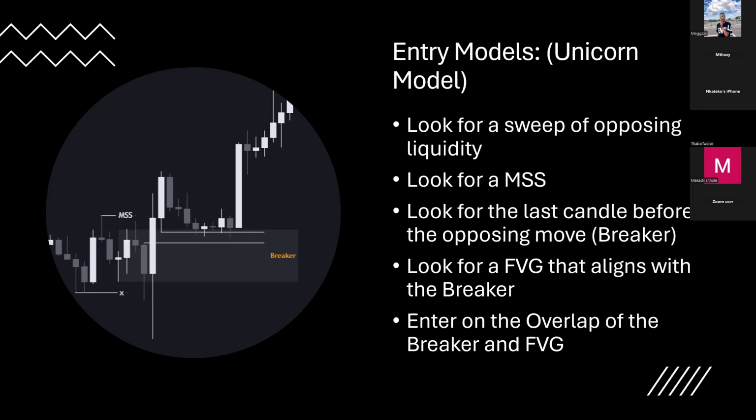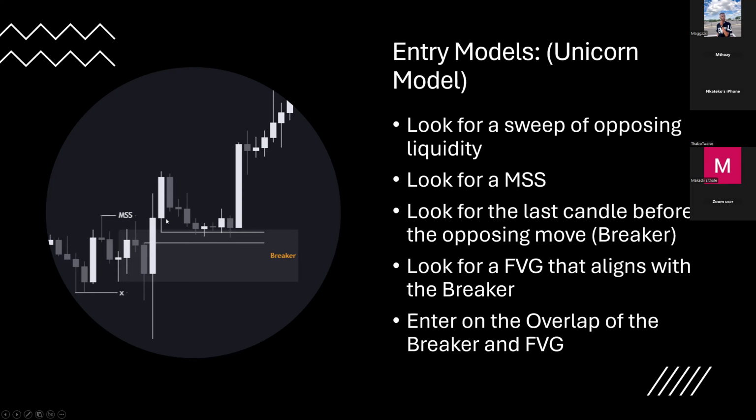So a breaker block is the last candle before the opposing move. Now, if you can look at this example, this is a bullish example right here. You've got these two bullish candles before the bearish ones that take the liquidity. These two candles are what you call a breaker block right here. You're going to look for a fair value gap that aligns with this breaker block, so they have to overlap.